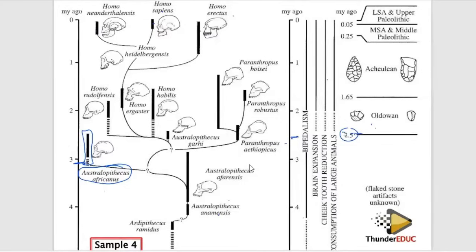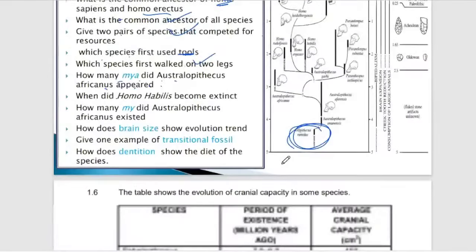Maybe it is 3.2. Remember the 0 is this side, so you count going downwards. You count from 0, maybe it is 3.2 million years ago.